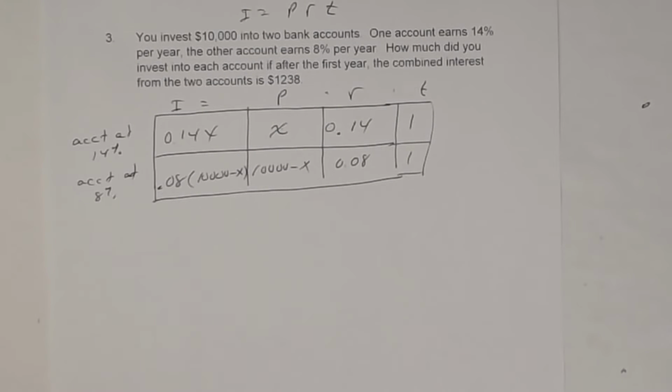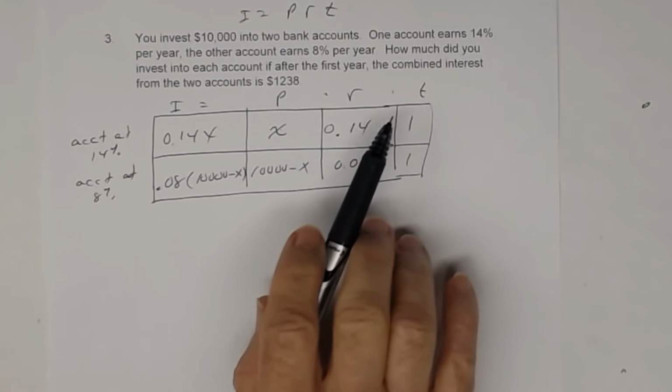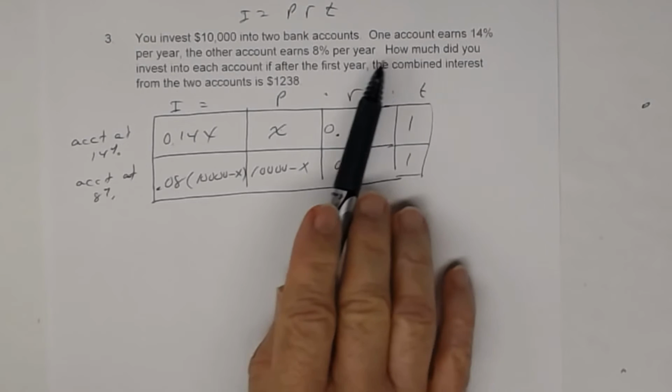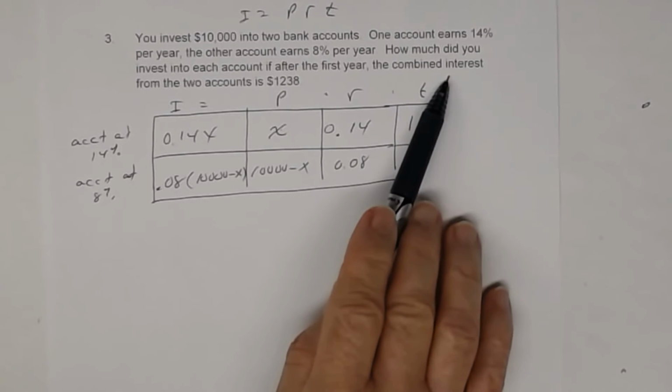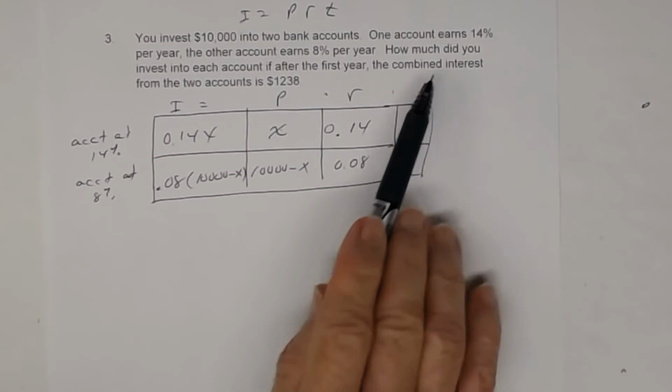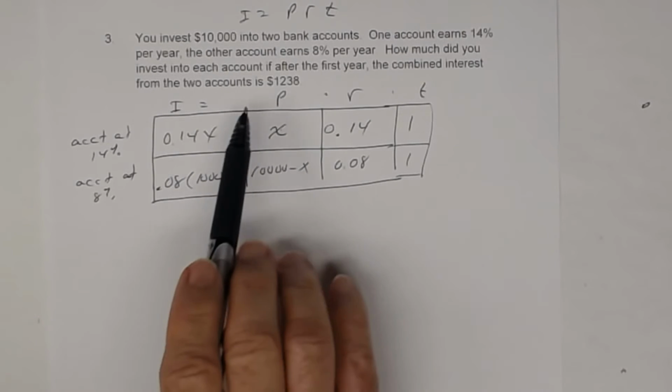And you may say, all right, fine and dandy, I fill in the table. Now what? Well, what do you remember? They tell you that after the first year, the combined interest, remember, combined interest, these two added together, must equal what?